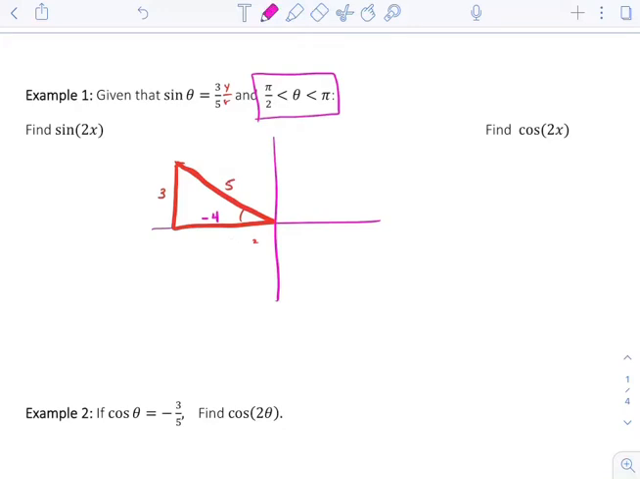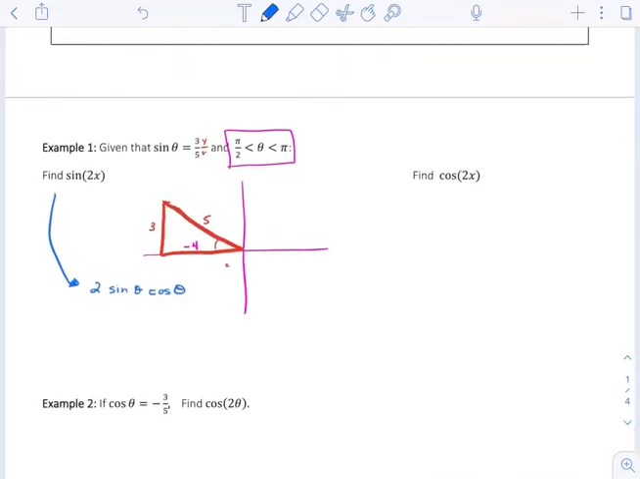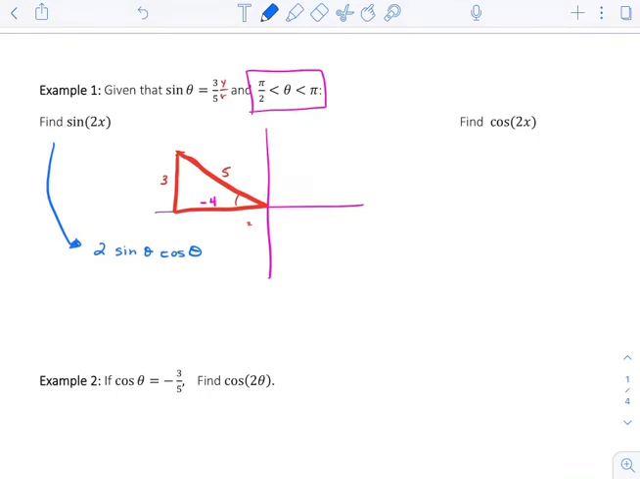Well, if I'm looking for the sine double angle, I'll use blue. I know that sine double angle is 2 sine theta cos theta. Now I'm going to fill in our values that we know. Sine theta, well, it gave it to me, it was 3 over 5, so it's going to be 2 times 3 over 5. Cos theta is negative 4 over 5, and I know that from that triangle.